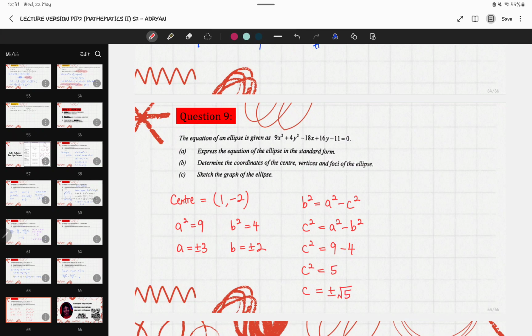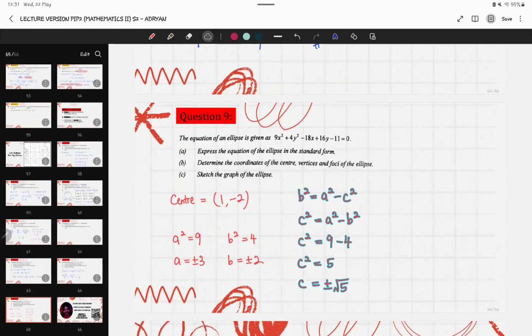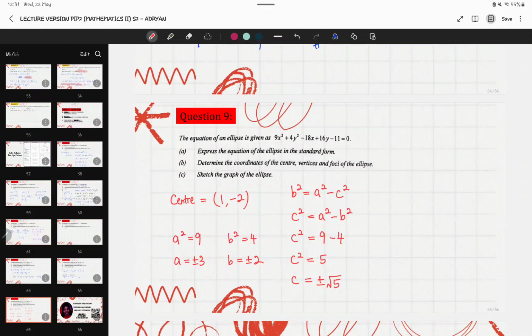Okay. Now you have all your information. You have your A value, you have your B value, you have your C value. So what you can do is you can already find the vertex, the foci and also the co-vertices. B is actually for co-vertices. Vertex is your A. Foci is your C. So the coordinate of the center is settled. Center is here. Okay, use another color. Okay, center is obtained.